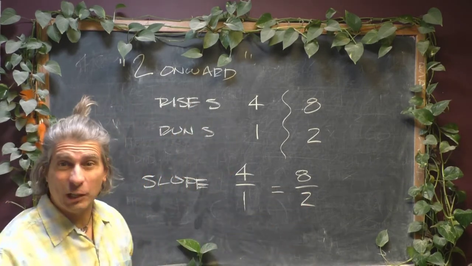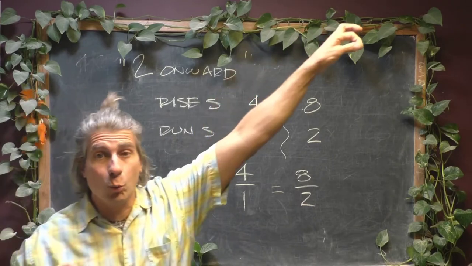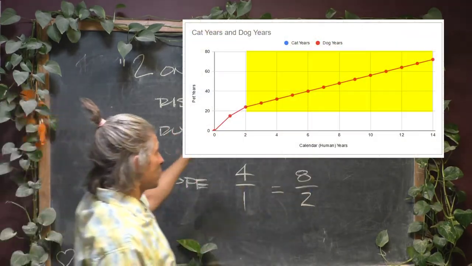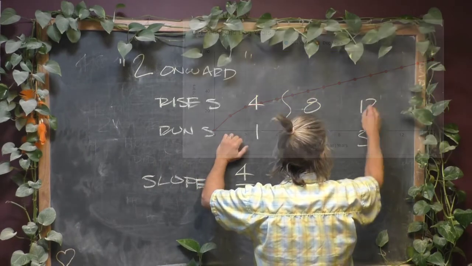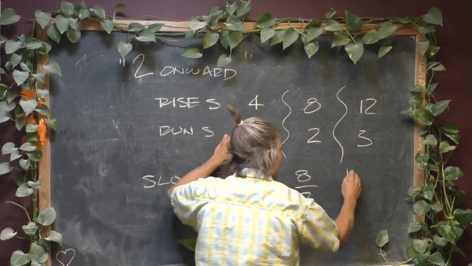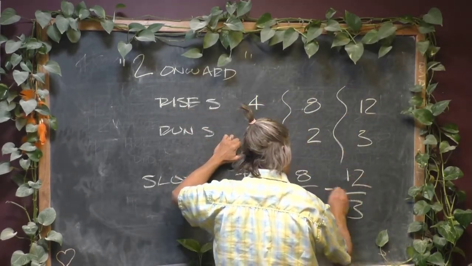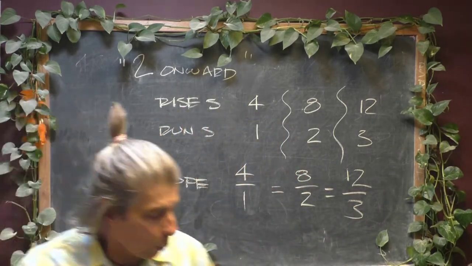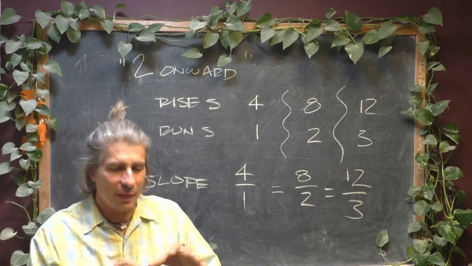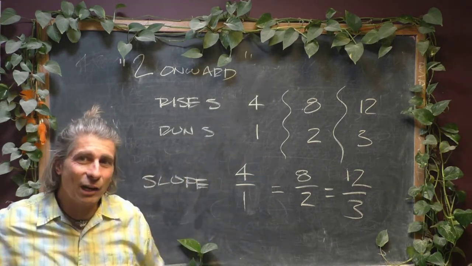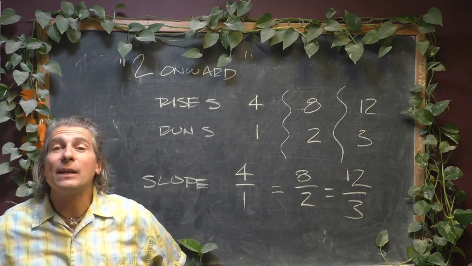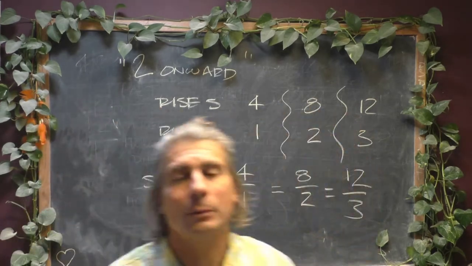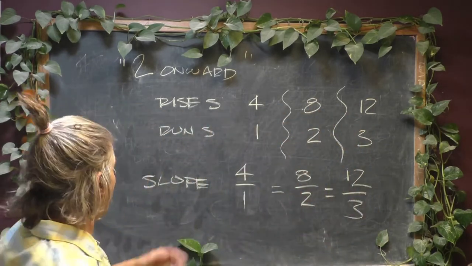And here's what's kind of cool. You can do this anywhere you want along the way. You could go out 3 years, which would be a pickup of 12 pet years. And that would be 12 over 3, which is the same as 8 over 2, which is the same as 4 over 1. Once you've established that the line makes sense there, you can subdivide it up any way you want to. You could even subdivide it up fractionally if you wanted to. Not saying you would.